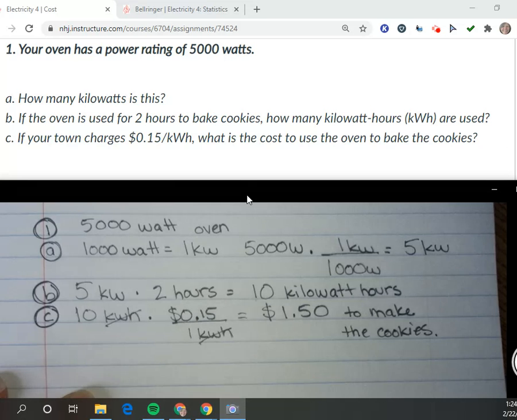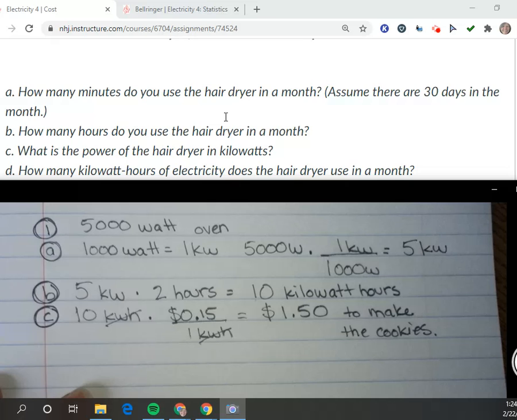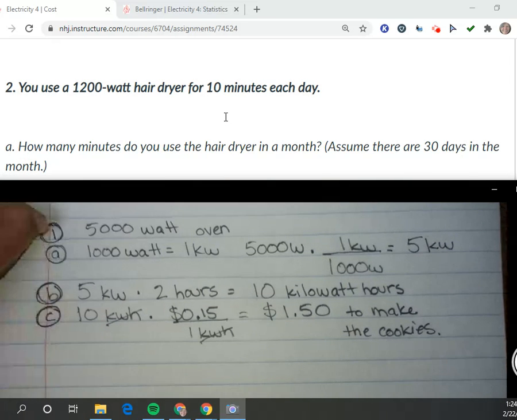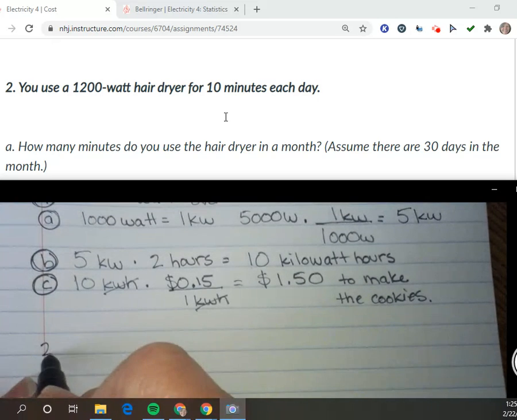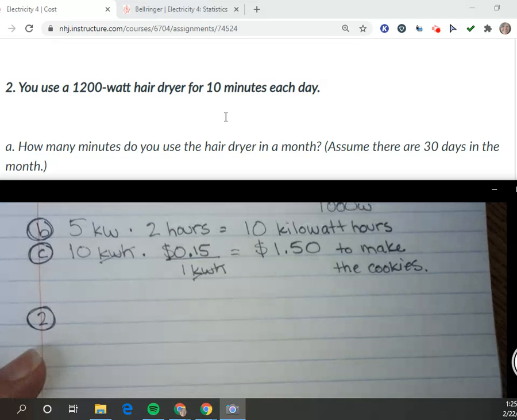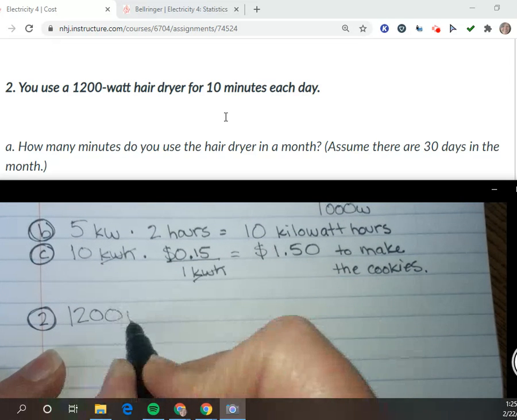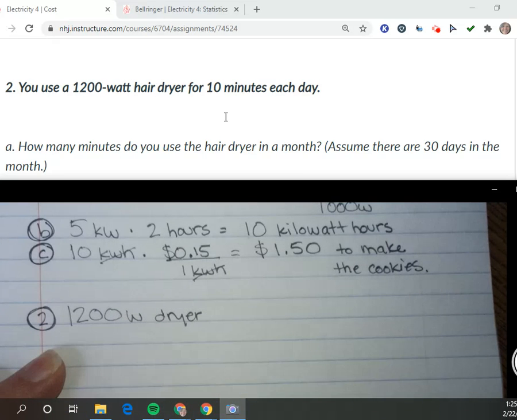Okay, that's good. And let's go ahead and work through number 2, because there's a couple more, a little bit complicated, a few other tricks in this one. So number 2 is talking about a 1200 watt hairdryer. Now we're calling it the right thing. And it's 10 minutes every day.